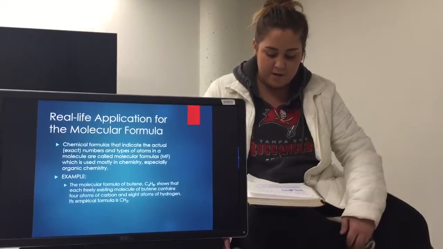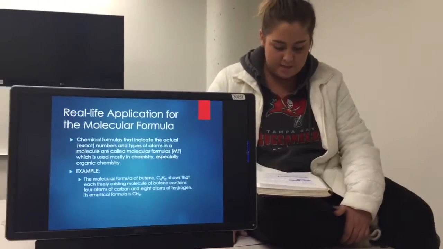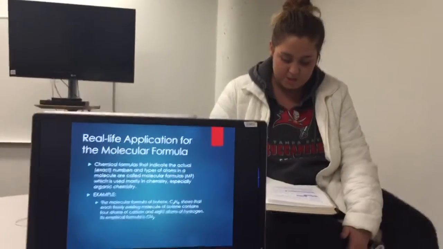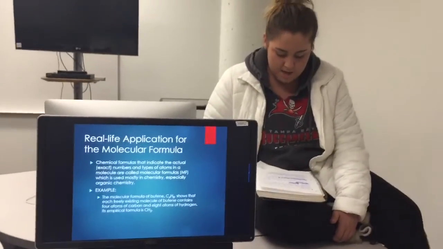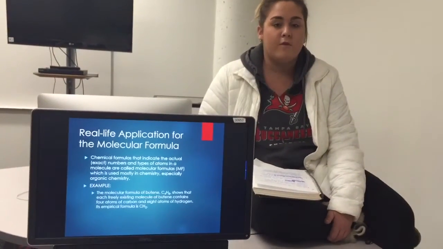An example for the molecular formula of butene, C4H8, shows that each freely existing molecule of butene contains 4 atoms of carbon and 8 atoms of hydrogen. Its empirical formula is CH2.